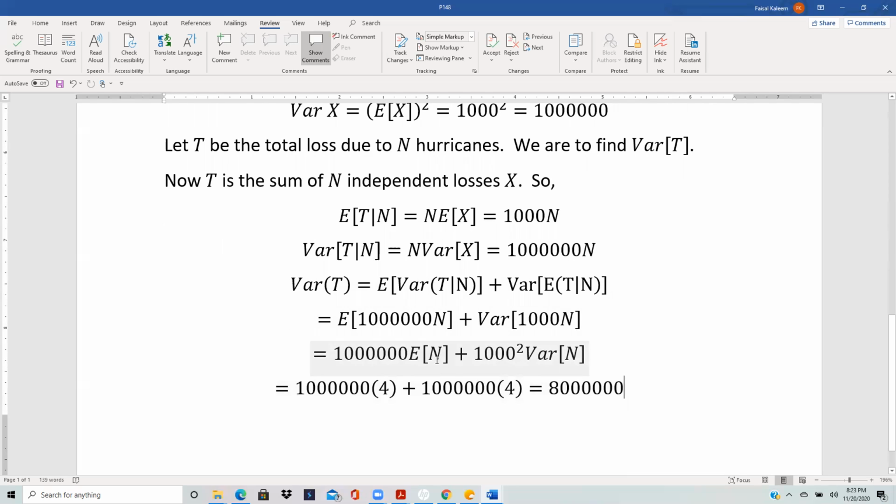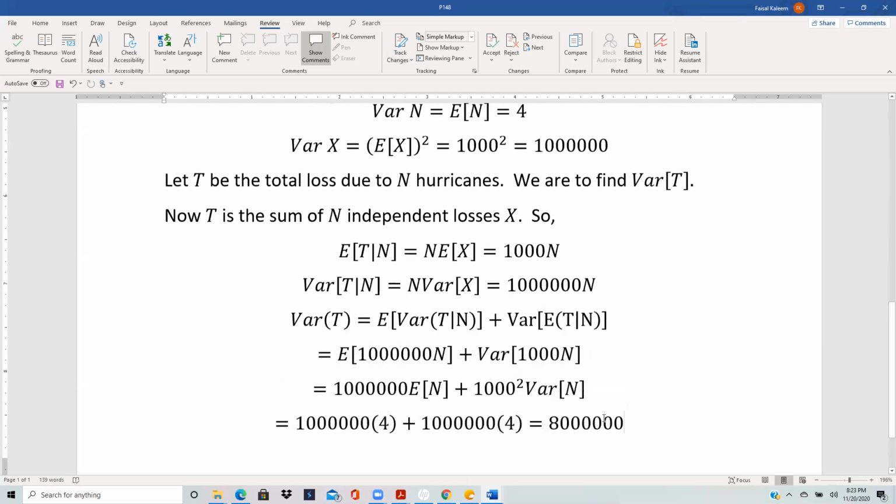So the expected value of n was 4 because n was the Poisson variable, and the variance of n was also 4. So all this amounts to 8,000,000, which was choice C.